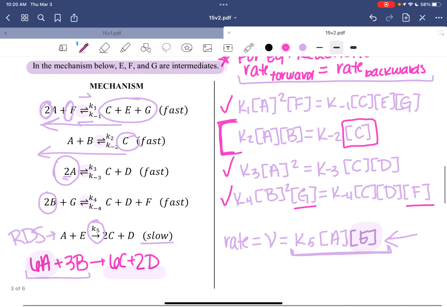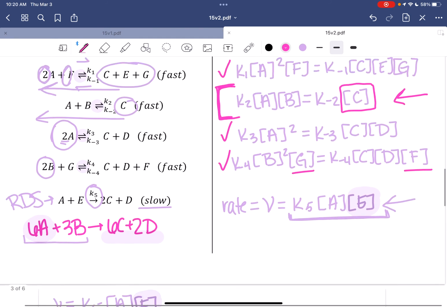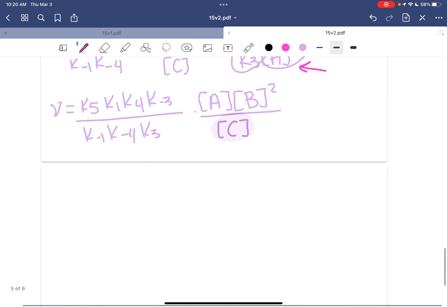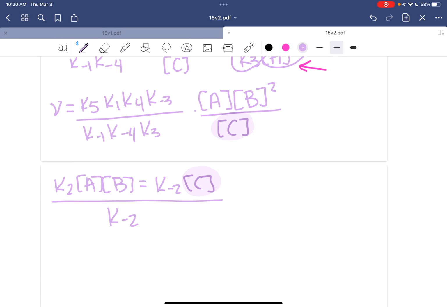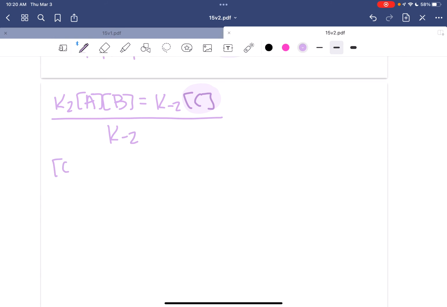So we're going to take this second elementary step, the only equation left we have, and see if we can substitute in for C. That final rate reaction was K2 times the concentration of A times the concentration of B, and that's equal to K minus 2 times C. Since C is what we're trying to substitute in for, we're going to divide both sides by K minus 2 to isolate it. And that makes C equal to K2 over K minus 2 times the concentration of A times the concentration of B.